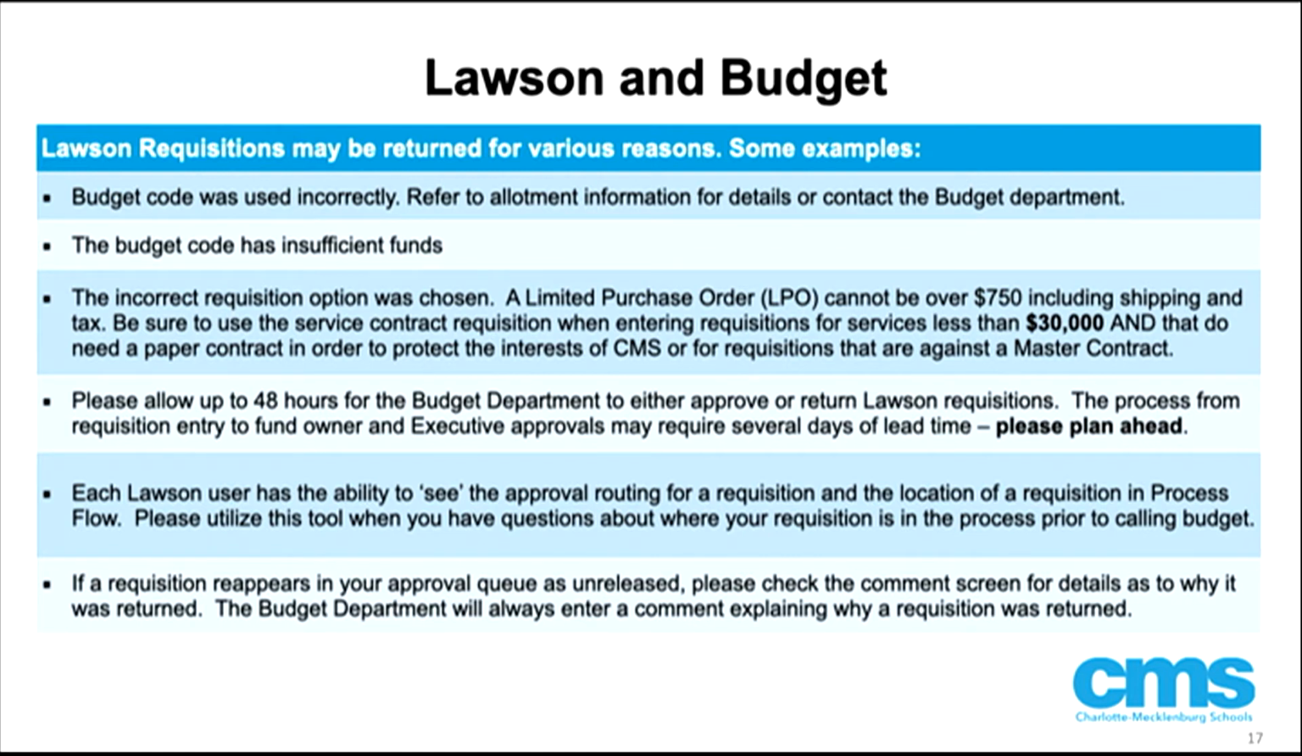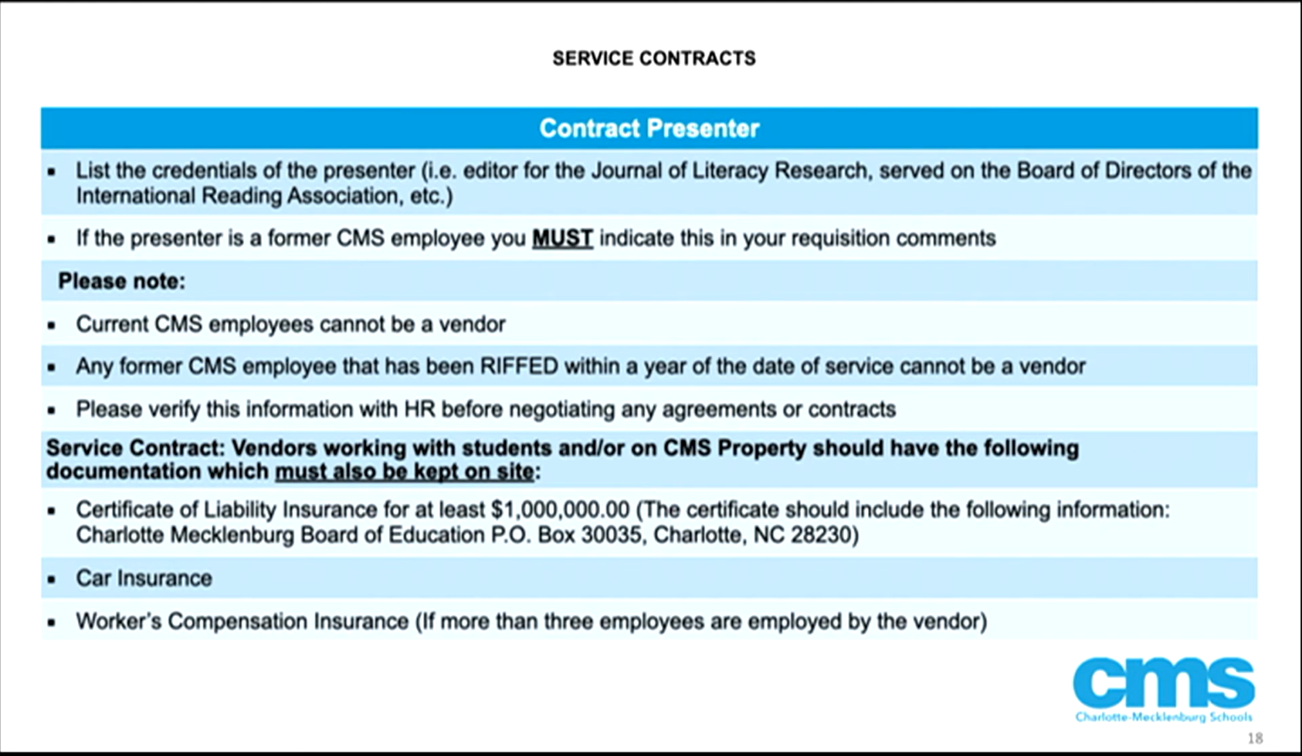And you may get a budget back. Well, why? Because it was used incorrectly. Refer to our allotment book that's online, or call us. We could return one because you have insufficient funds. You thought you had the money there, and you did, but guess what? An invoice came in that had to be paid, so unfortunately, that caused you to need a budget transfer.